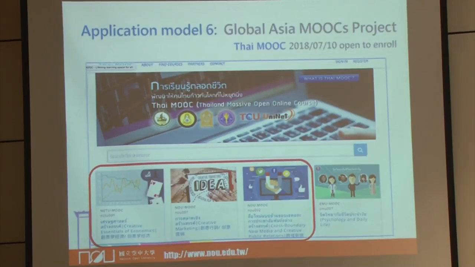And Model six is the Global Asia MOOCs project. The Ministry of Education in Taiwan has launched the Global Asia MOOCs project this year, and they encourage our university to promote our MOOCs in Southeast Asian countries. And that's why I'm here, to promote our MOOCs.